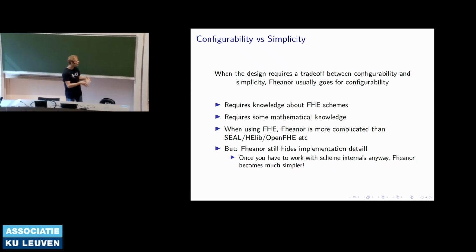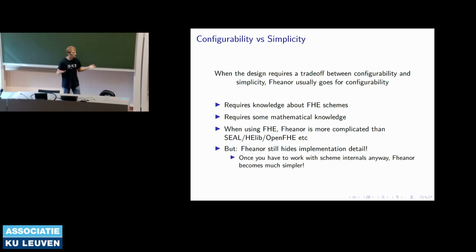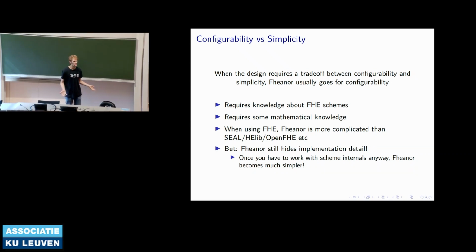And this means that once you go into the internals, of course you need to work with the internals of the scheme anyway, but in Fheanor at least the implementation detail is hidden, while if you hack something into the source code of other libraries, you'll also have to meddle with the implementation details of that library. So in this case, Fheanor is, I think, simpler to use than any other library. And so I really think it's a very valuable tool for research.